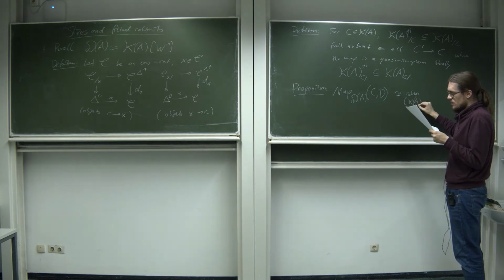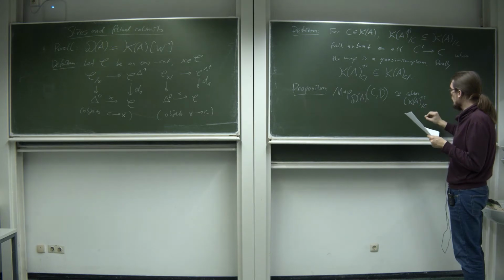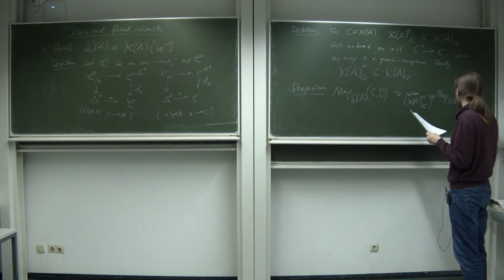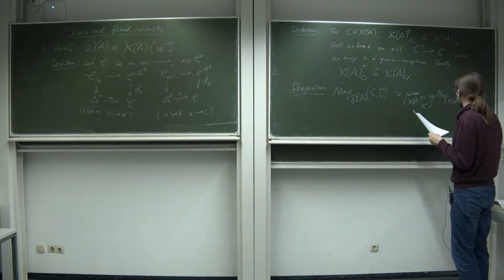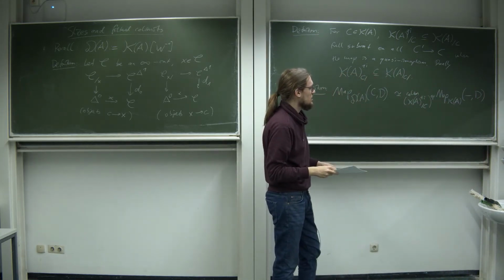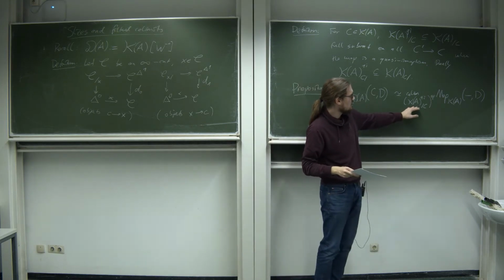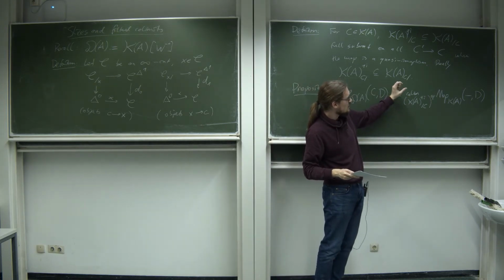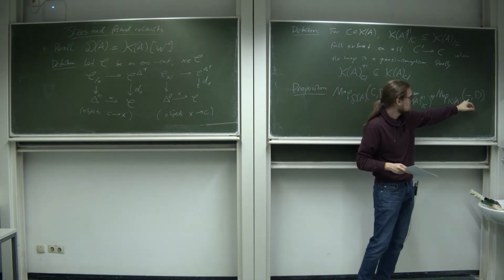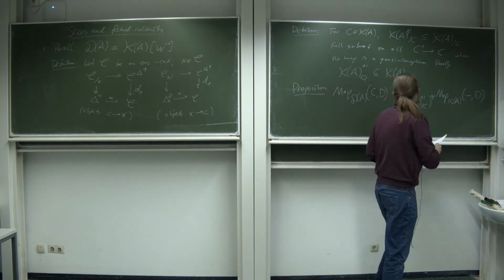over this category K of A Qi over C, and then we're taking maps in K of A out of blank into C. So objects in here are some C prime sitting over C, and the functor we're considering sends that to maps from C prime to D.